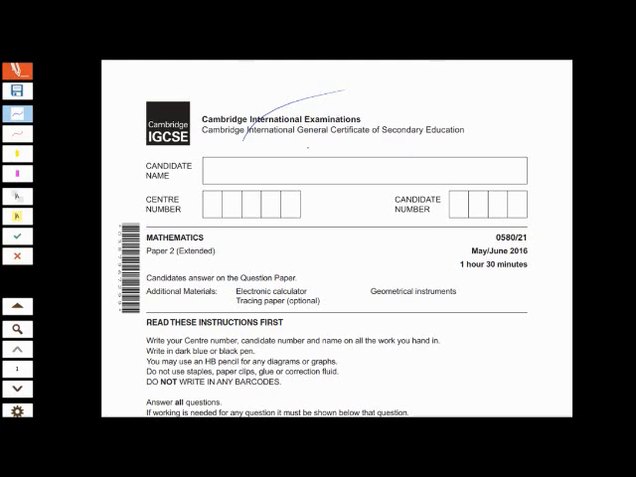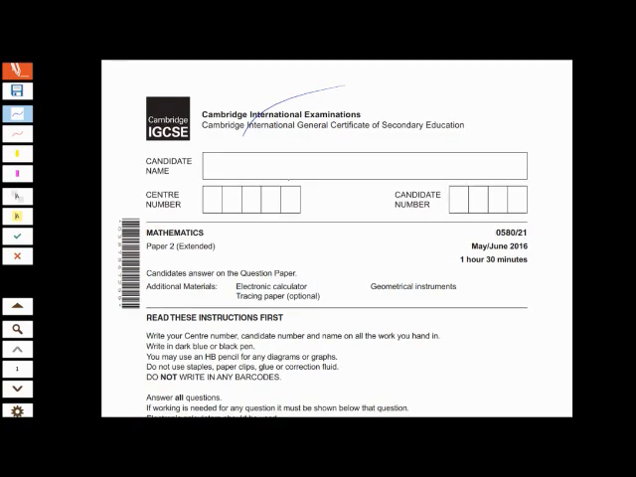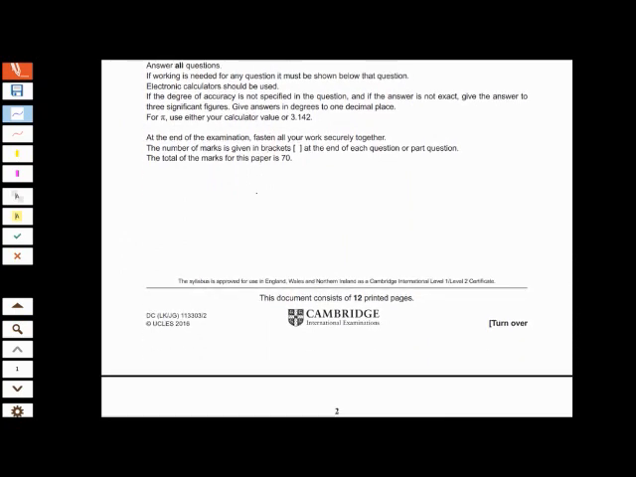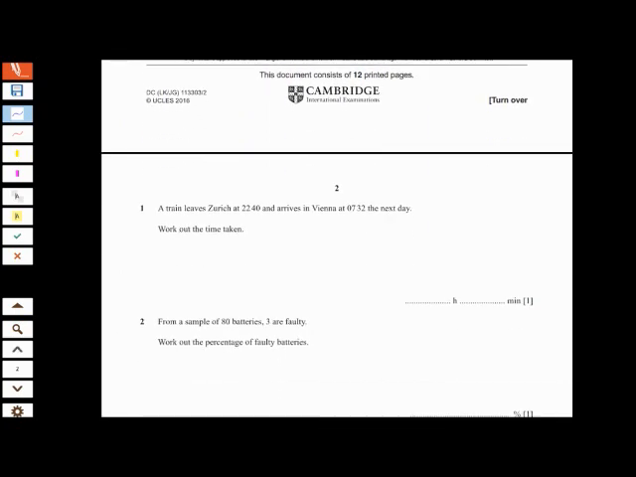Hello everyone, I'm going to solve 2016 May-June Paper 2 Variant 1 today. Let's get started. First question.